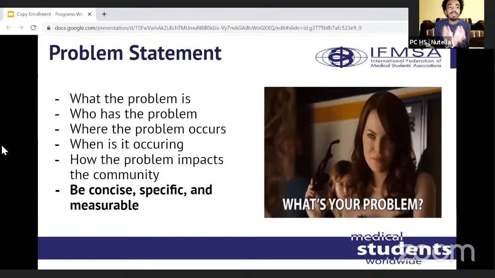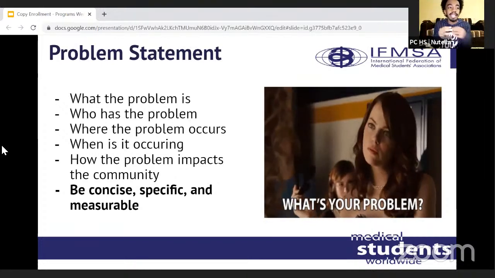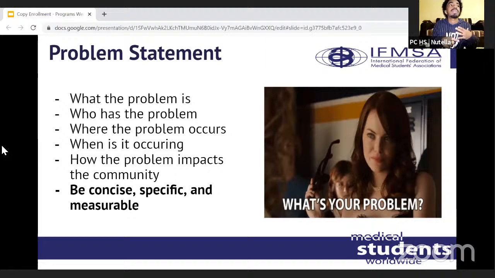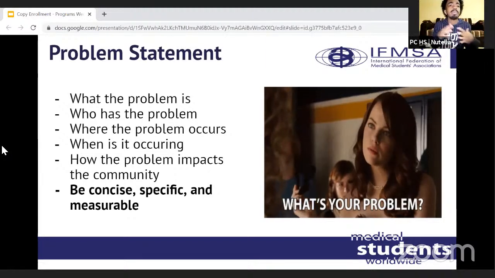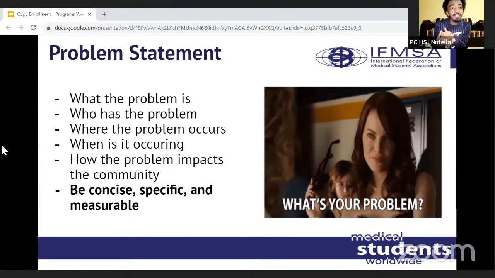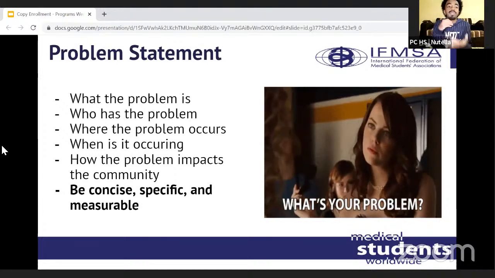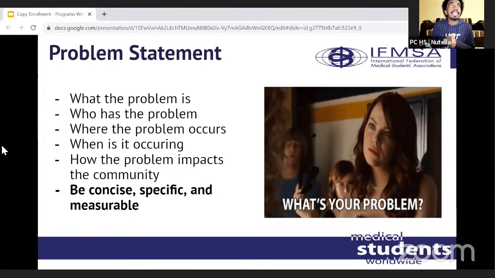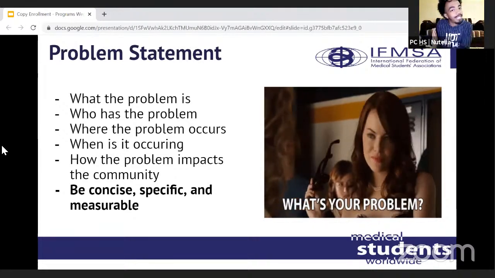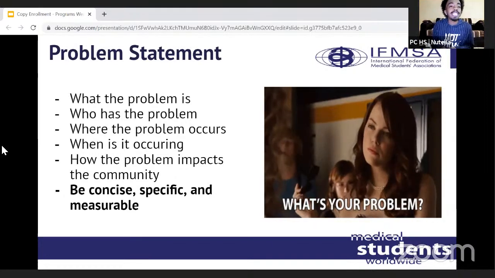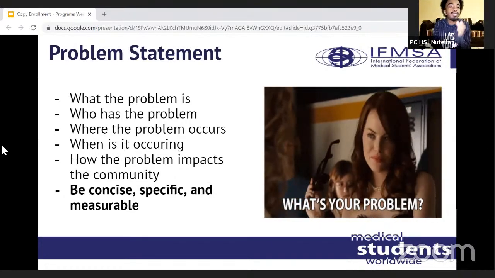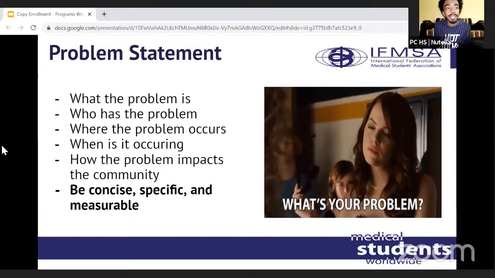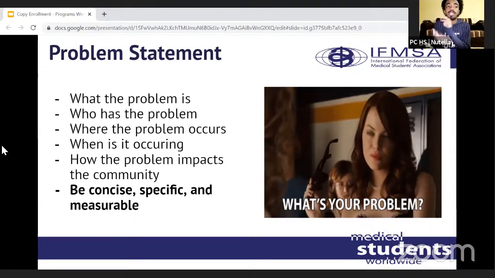So when it comes to the enrollment context, we need a few things just to understand why you are putting so many resources, so much time, so much effort into a certain activity. First of all, we need to know what the problem is. You need to pinpoint it. For example, there is a certain outbreak in your country, or there is an insufficient amount of money being allocated to mental health services, or there is a lack of awareness when it comes to the risk factors of non-communicable diseases. You need to define exactly what your problem is.